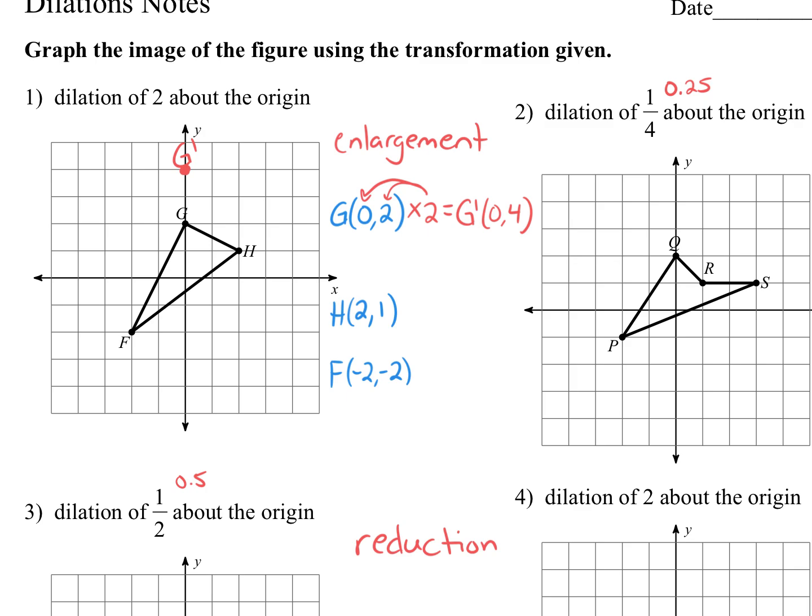Do the same thing for H and F. I'm going to multiply by 2 for H. So H prime is going to be what? 4, 2. And then same thing for F. What are F prime's coordinates going to be? -4, -4. Good. Once you have all 3 points, go ahead and make your new image.